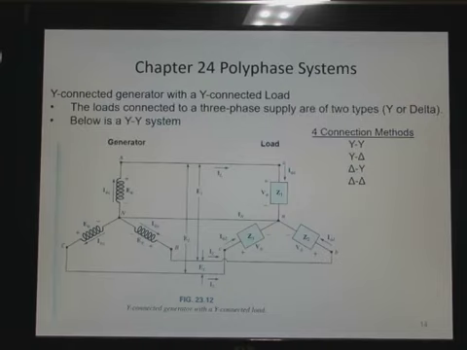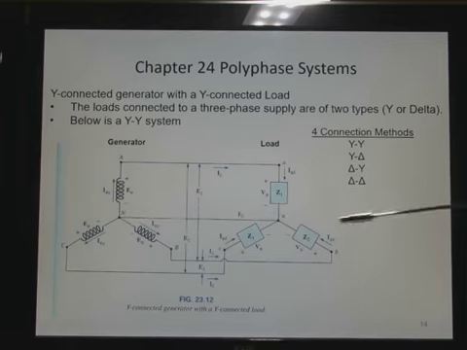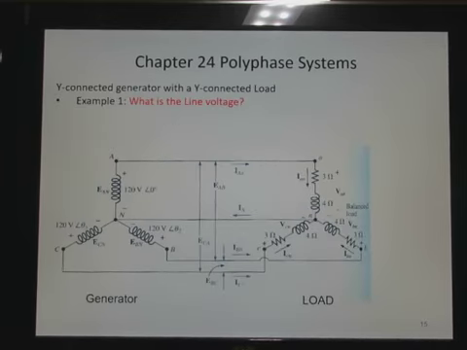There are 4 possible connections between the generator and the load, and I have them listed here: Y to Y, and that's what we're showing here, Y generator and Y load. Or it could be a Y delta, a delta Y, or a delta delta. Let's do some examples here.